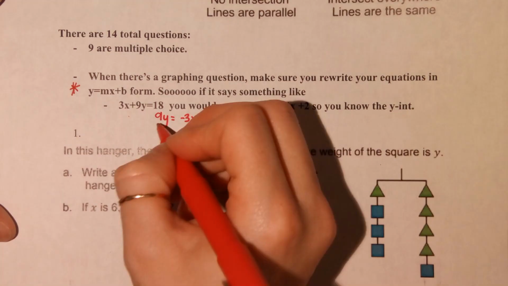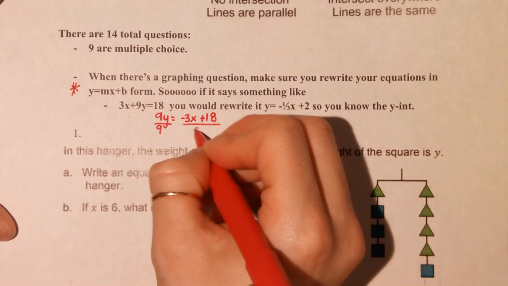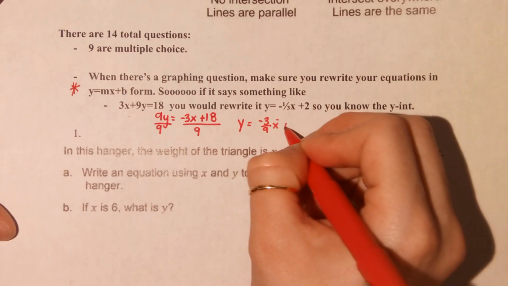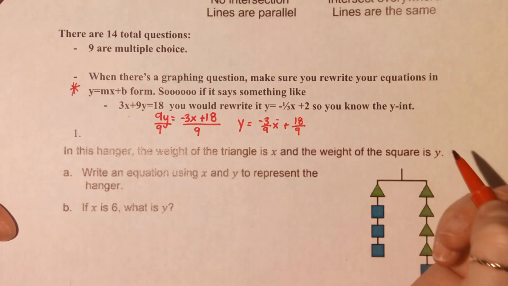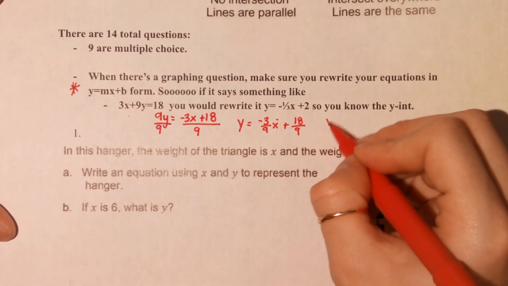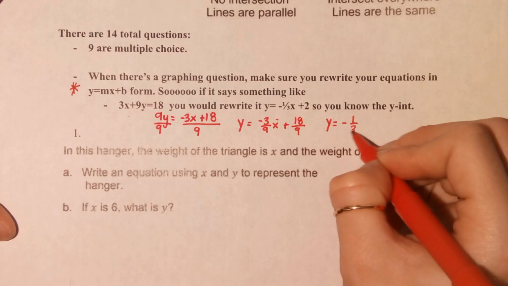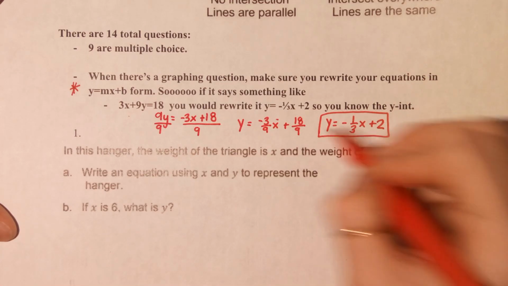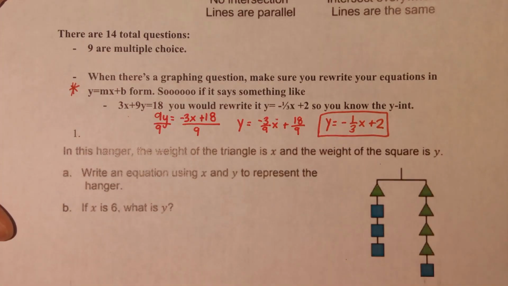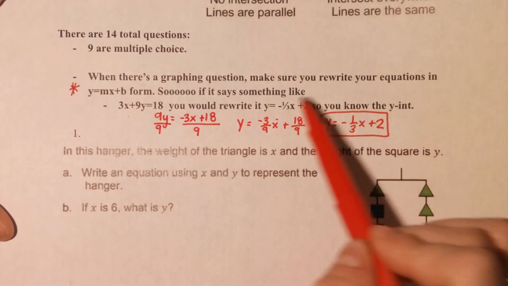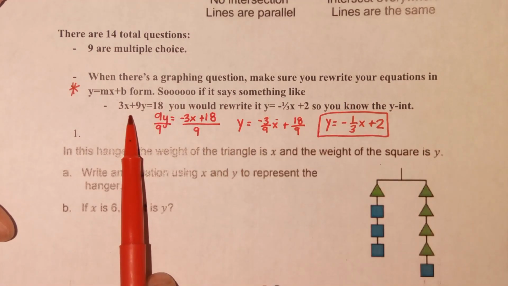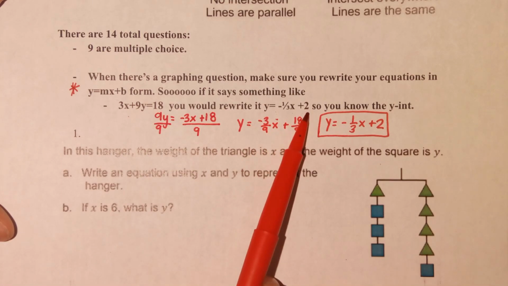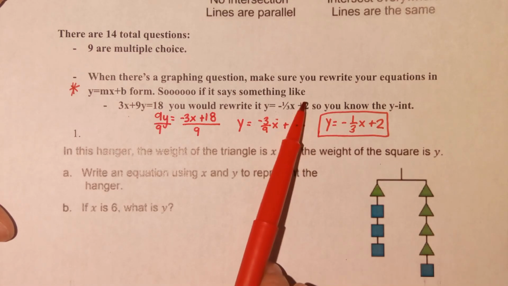And then you need to divide both sides by 9 to get your y alone, so that you get y equals negative 3 over 9x plus 18 over 9, which ultimately, when you simplify, will be y equals negative 1 over 3x plus 2, which is your y-intercept form. Okay, this isn't exactly a question that you have to do in the study guide, but if you're curious on how to get an equation that looks like this and put it in y-intercept form, which is y equals mx plus b, b being your y-intercept, this is how you would do it.